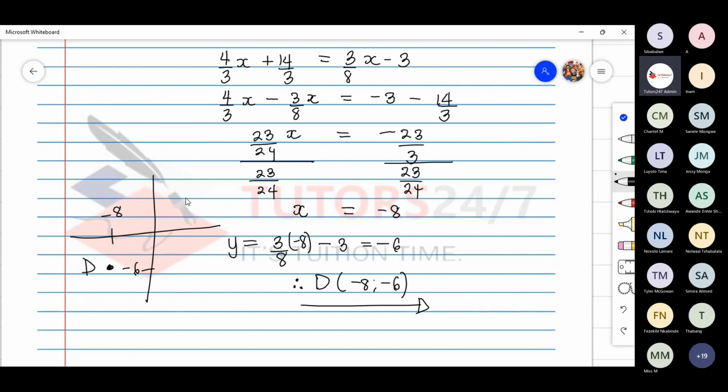In quadrant 1, both x and y are positive. In quadrant 2, x is negative, y is positive. In quadrant 3, both x and y are negative.